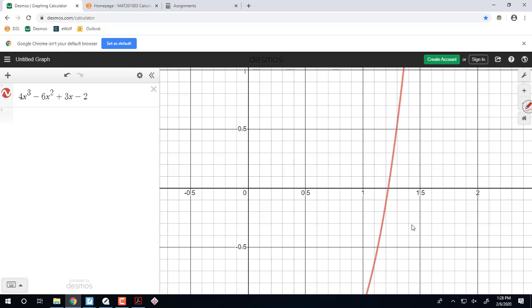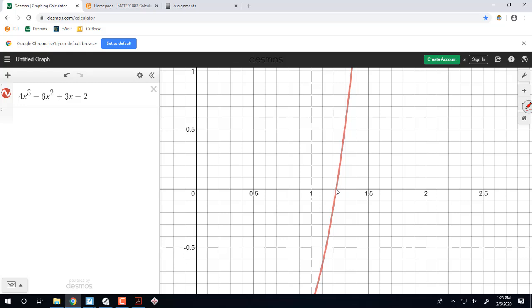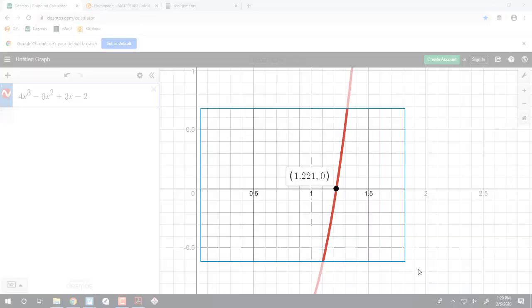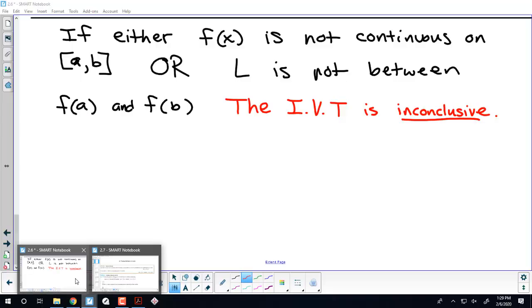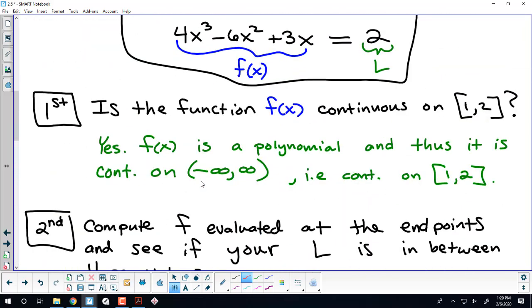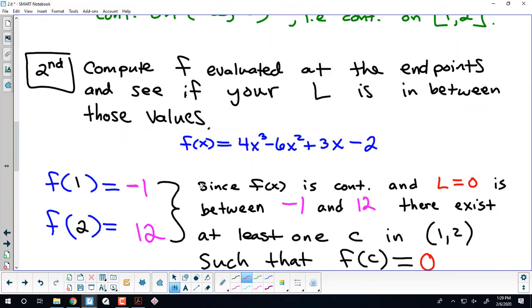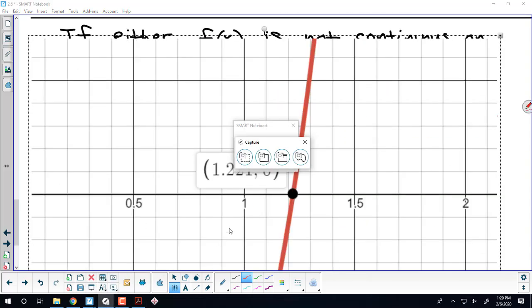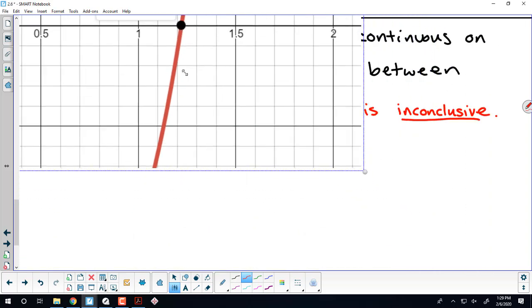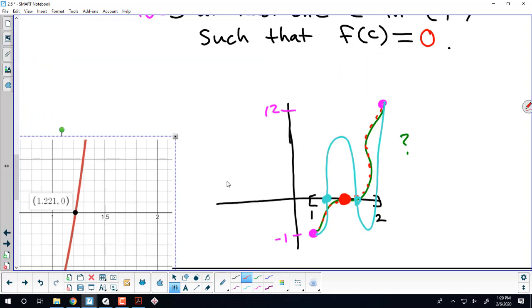I'm going to put this graph in with our work. I guess I need to. I don't know if we have room. Oh, yeah, I'll just put it here.